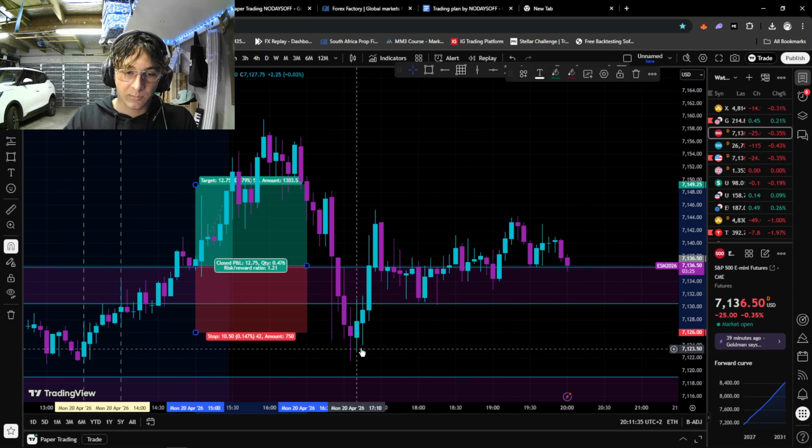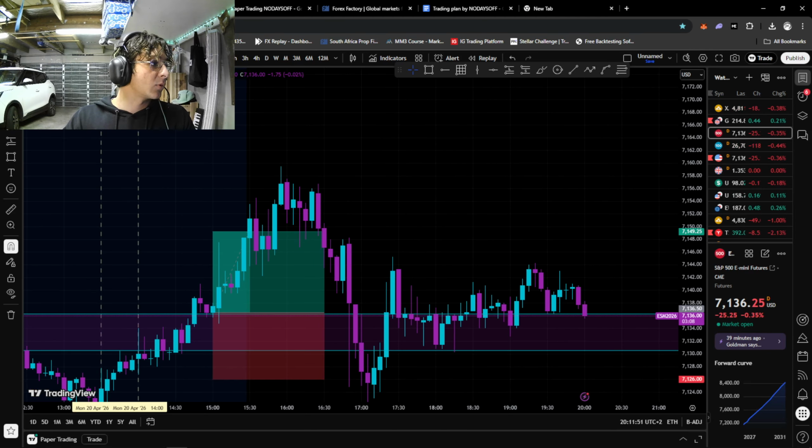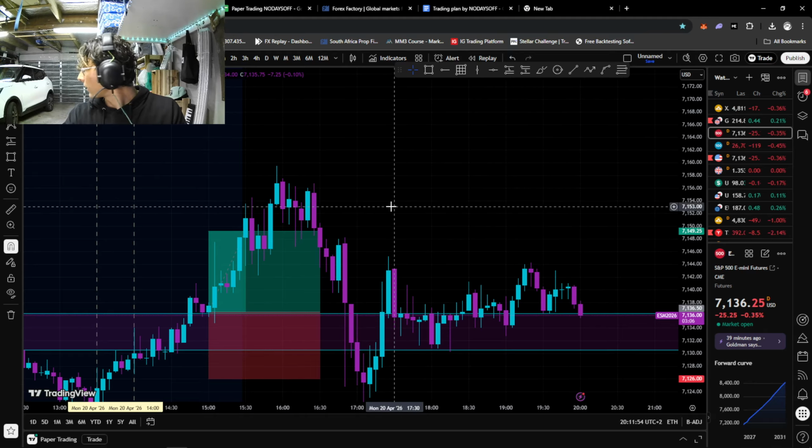Came all the way down to where our stop loss was. So realistically we could have put our stop loss below these lows and that would have made us safe if we were in it for the long game. But as you can see, it's already 8 p.m. by me. So I'm ready to get out of these trades by now.